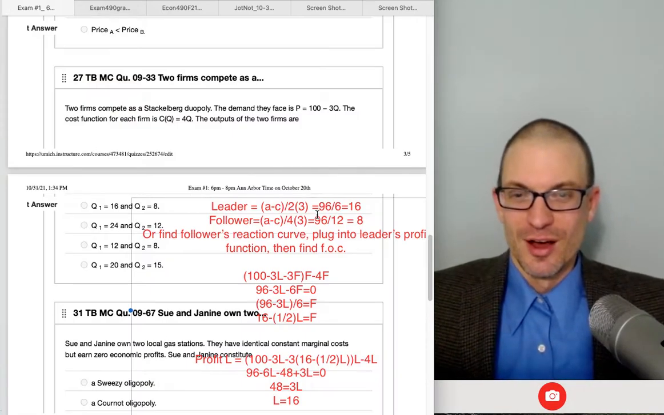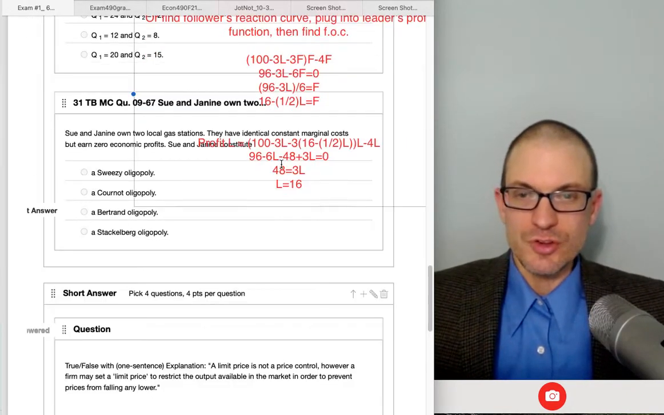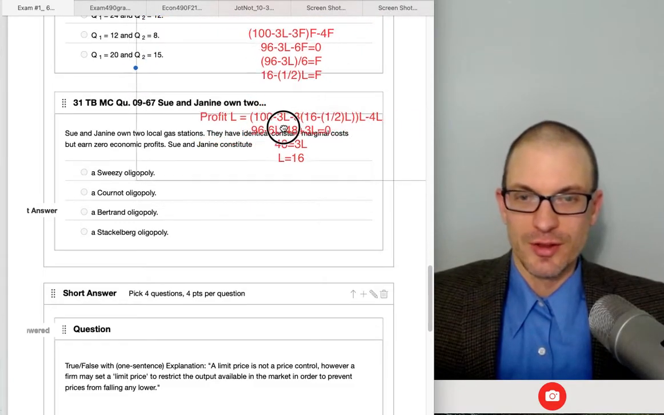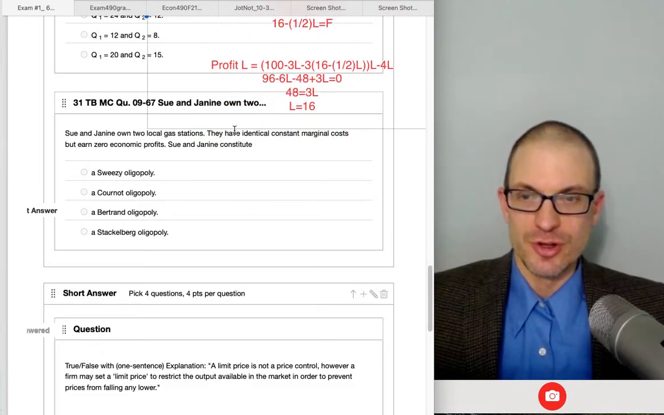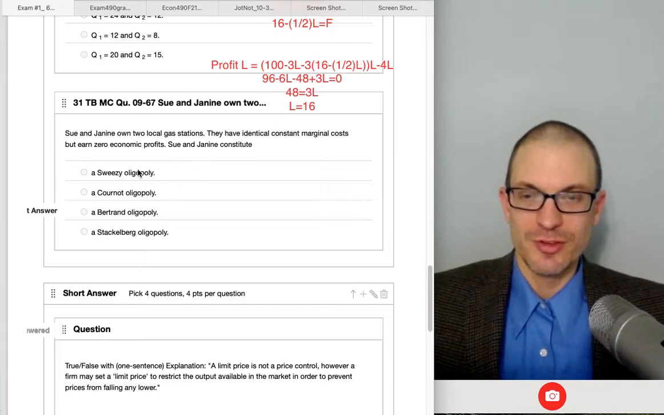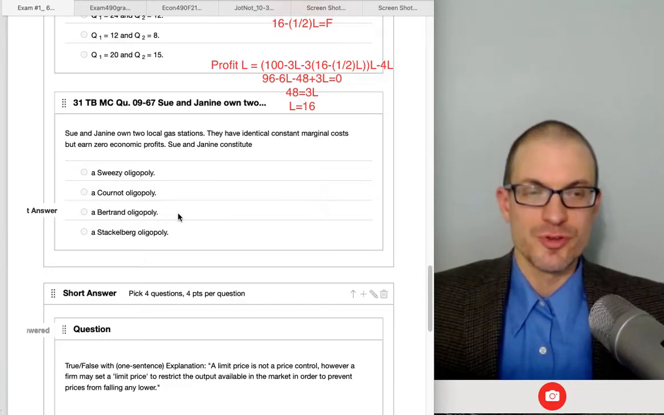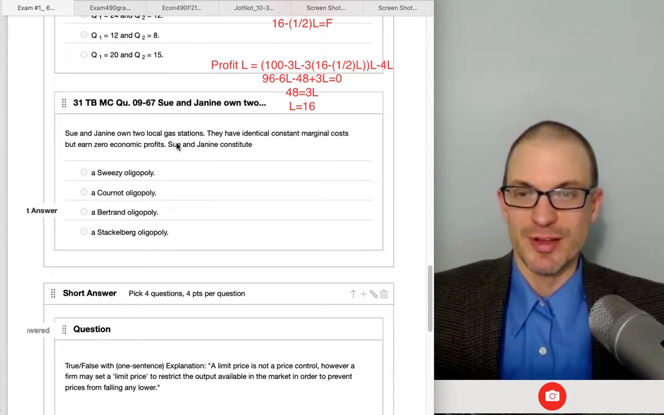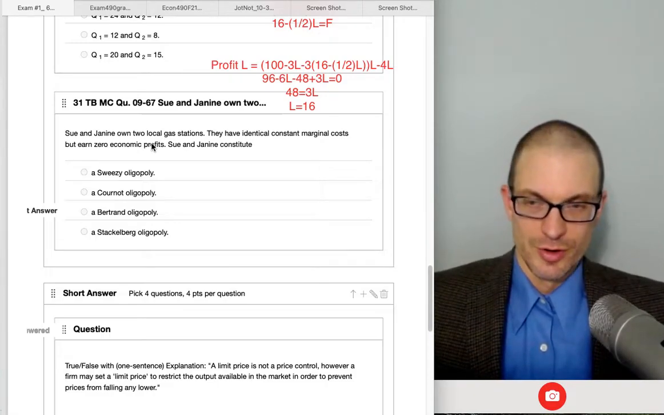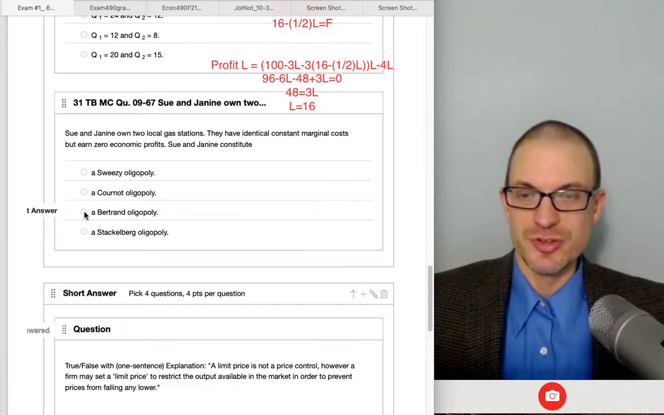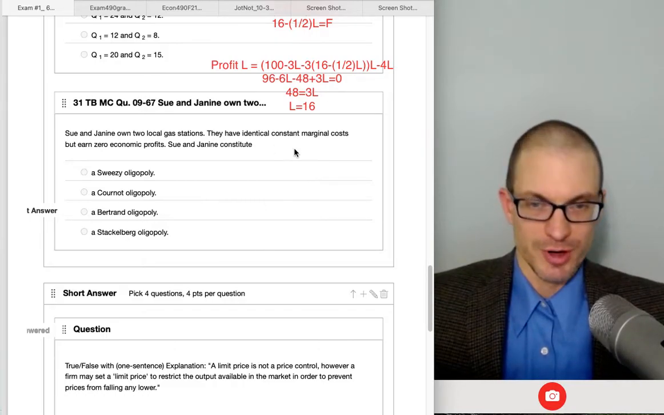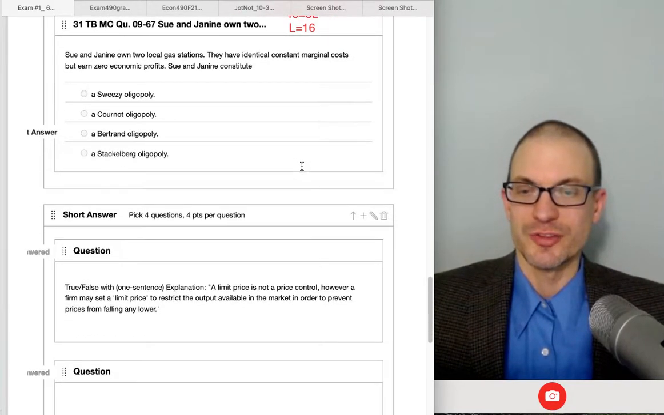Anyway. All right. So Sue and Janine own identical gas stations. They have identical marginal costs but earn zero economic profits. They constitute a Bertrand oligopoly, right? They have two gas stations, probably identical product. They're earning zero economic profits. That's the prediction for the Bertrand oligopoly: set price equal to marginal cost. Oh, they've got identical marginal cost, so that fits.